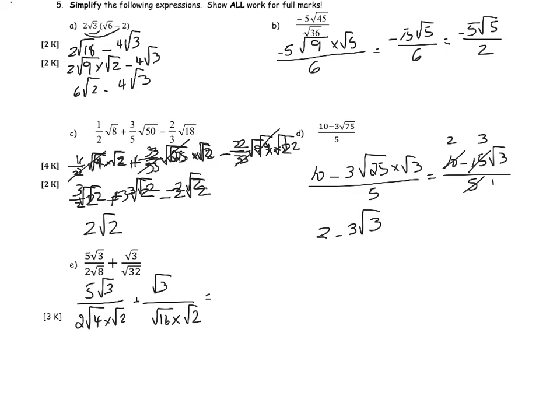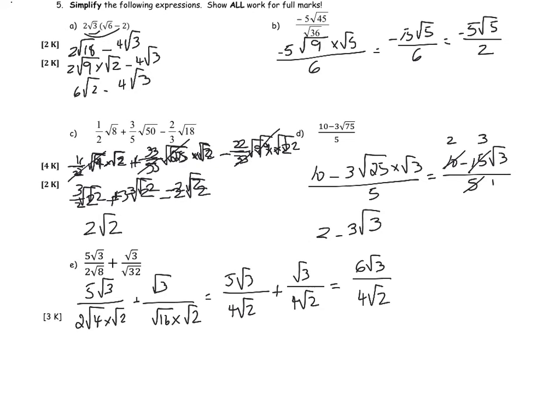If I simplify this one, it's going to become 5 square root of 3 over square root of 4 is 2, so 2 times 2 is 4, so 4 square root of 2 plus square root of 3 divided by square root of 16 is 4, so it's 4 square root of 2. Now, the denominators are the same, so the answer is 5 square root of 3 plus square root of 3 is 6 square root of 3 over 4 square root of 2.